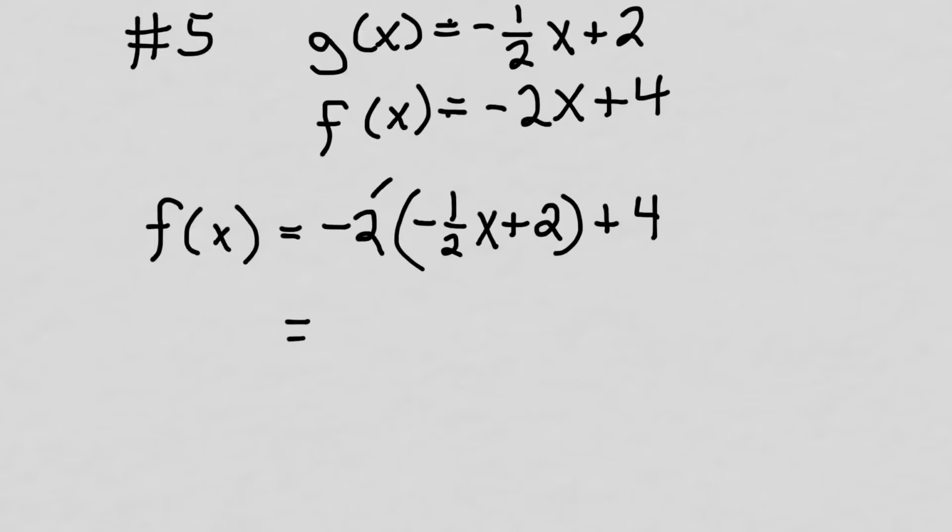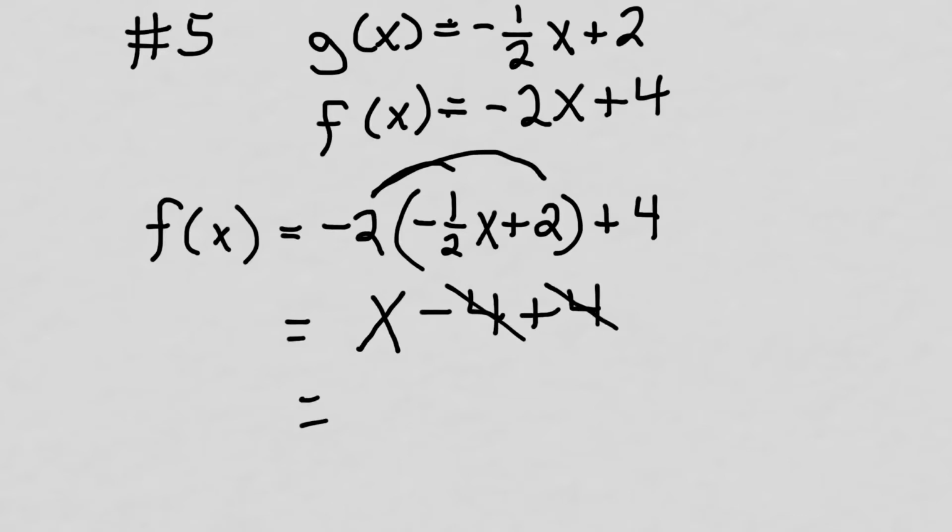I'm going to distribute the negative 2. Negative 2 times negative 1/2 x, right? Let's just take the numbers first. Negative 2 times negative 1 is going to give you a positive 1, and we brought the x, so this is just going to equal 1x. Negative 2 times 2 is going to give you a minus 4. And I bring down the plus 4 over here. These two cancel each other out, minus, plus. You just end up with x. So yes, these are inverses.